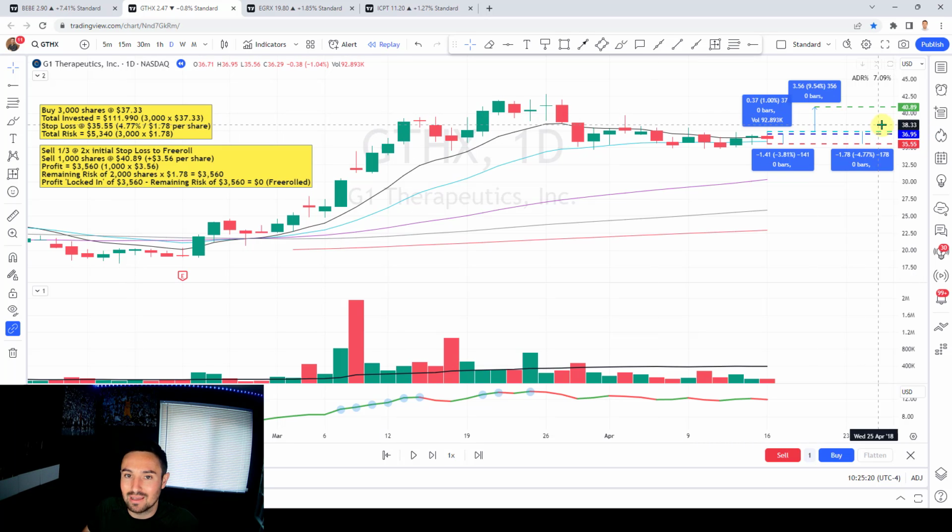So this lighter blue line up here. My total invested is $111,999. How? Because we have 3,000 shares times 37.33. Hopefully you're following along. Then the stop loss is going to be placed at 35.55, so a cent below the low of this trigger bar, which is 4.77% or $1.78 risk per share. So the total risk on the trade, again hypothetical, I know, is $5,340. Why? Because we had 3,000 shares and we have a $1.78 stop loss attached to those shares, making sense.